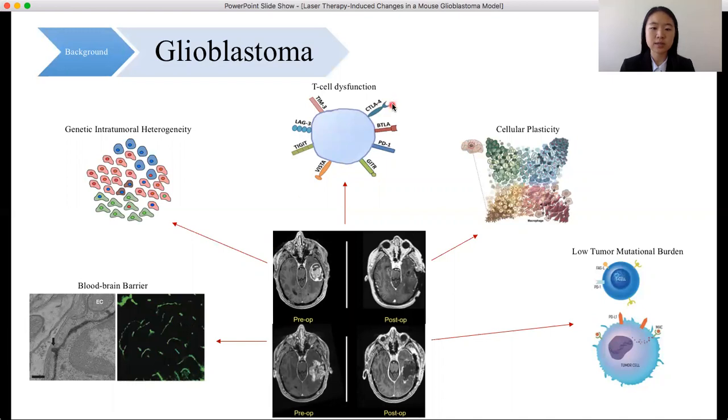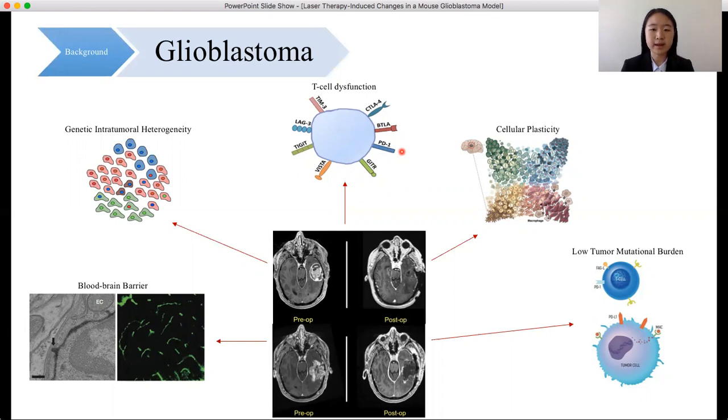So these are protein receptor markers for cell exhaustion. Common ones that we often see in literature are CTLA4 and PD1. These are often targets for antibodies that have been shown to be very effective in treating other cancers. However, because glioblastoma has low immunogenicity, it is very difficult to treat with immunotherapies.